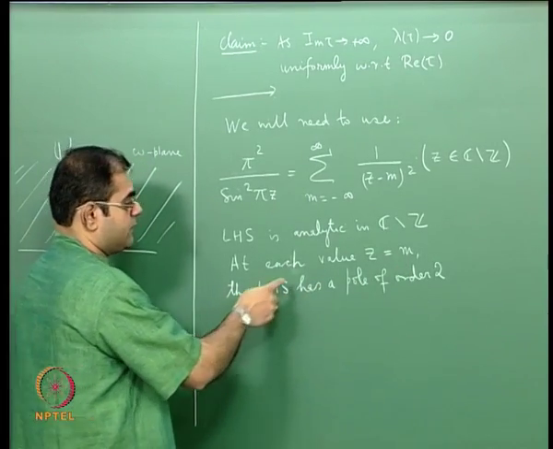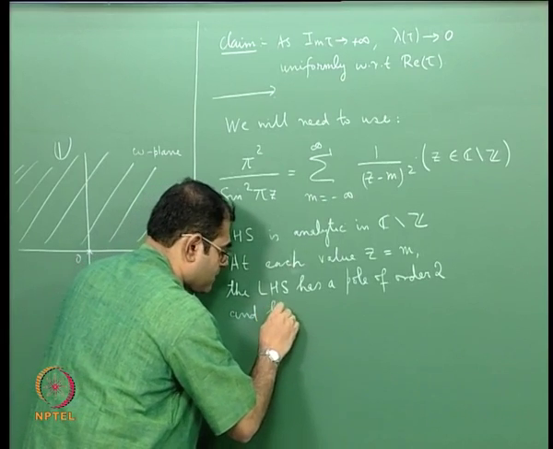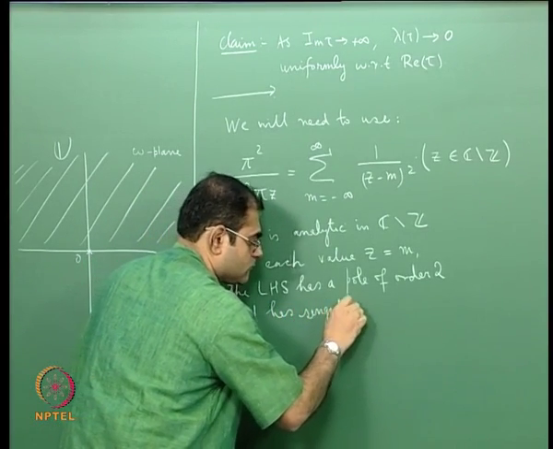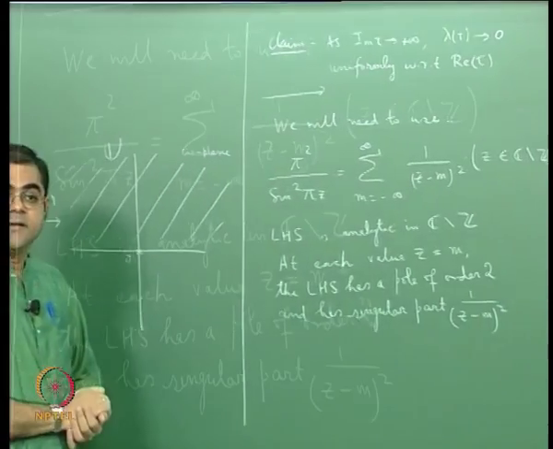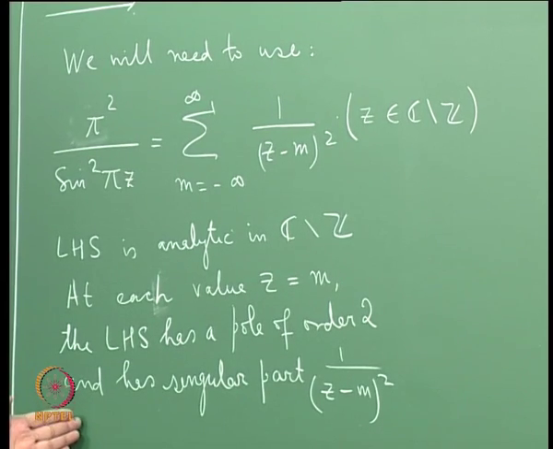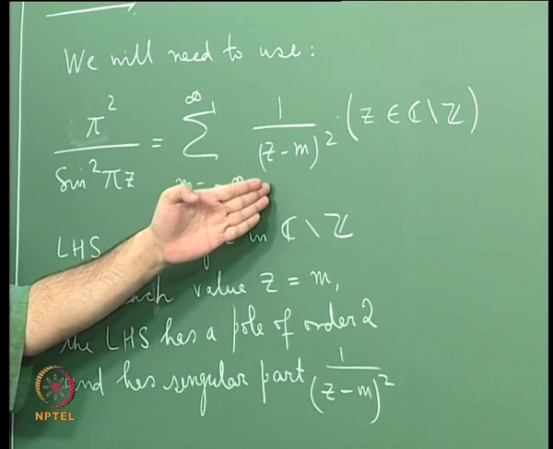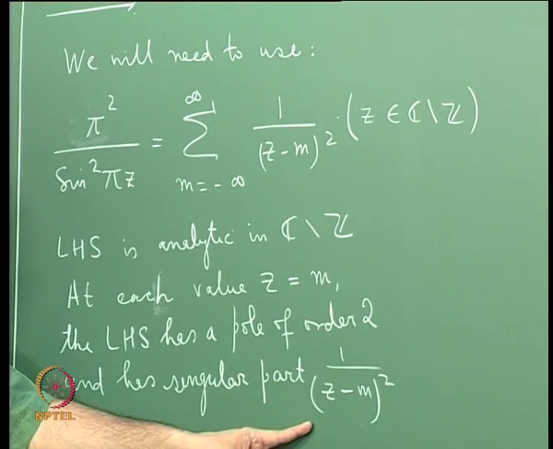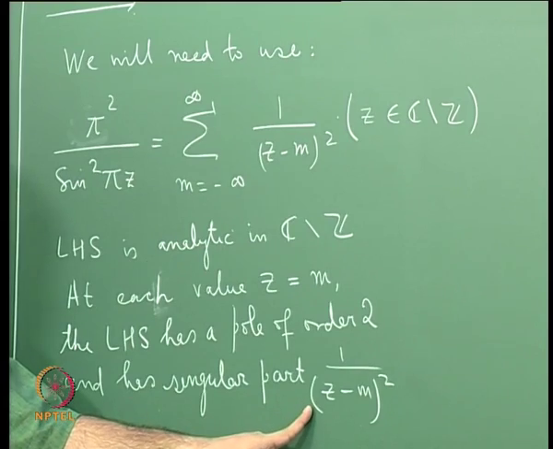So at each value z equal to m, the left hand side has a pole of order 2 and has singular part 1 by z minus m the whole square. This will be the singular part. This is quite obvious. Now you look at the right side, in the right side you are simply adding all those singular parts together. The right side I have written just by adding all those singular parts.